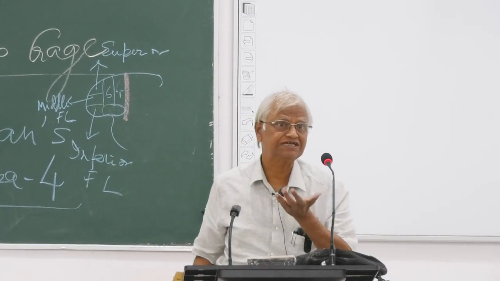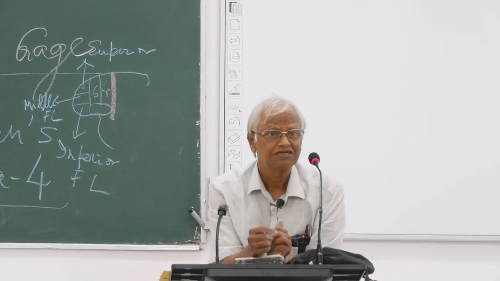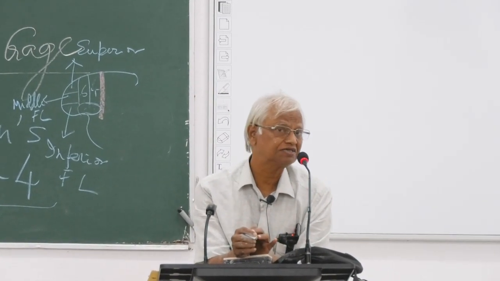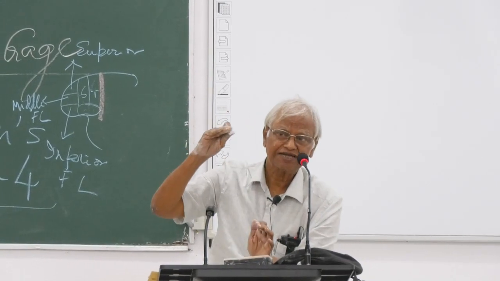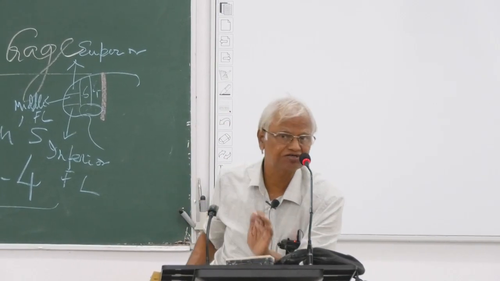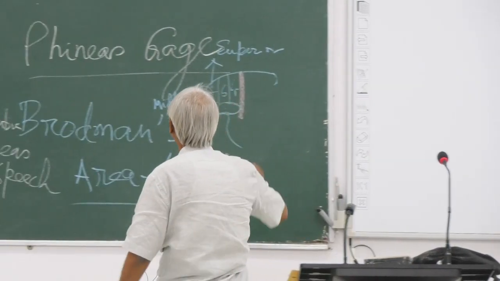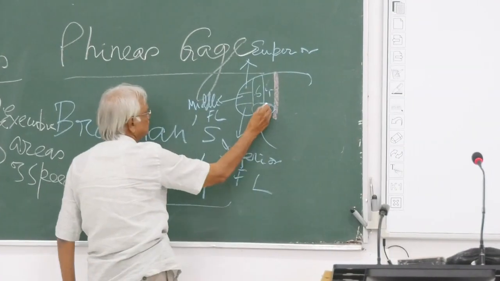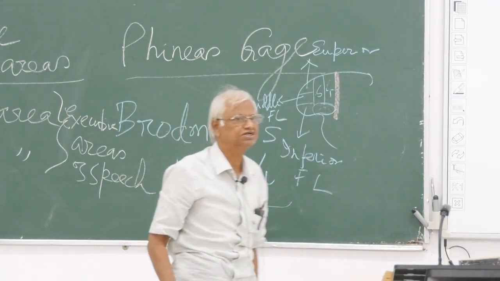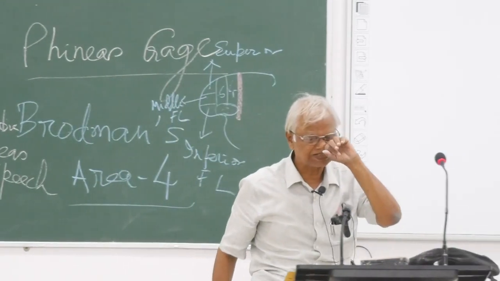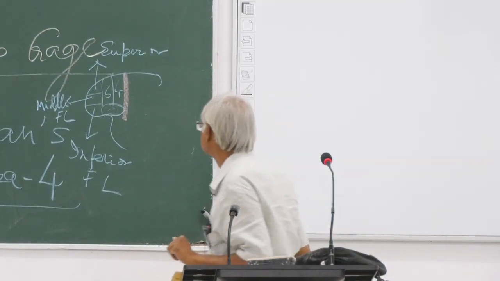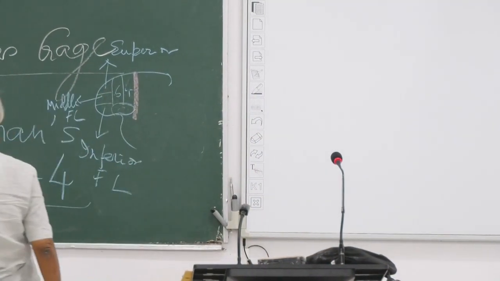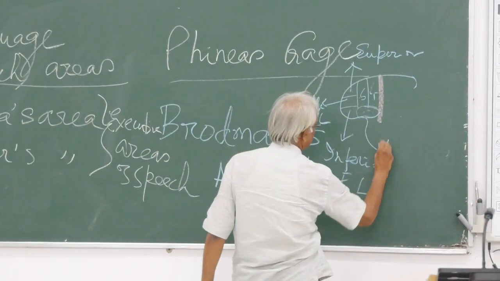So where is Broca's area situated? It is in the lower and posterior part of the frontal lobe. Brodmann's areas 44 and 45. Here I have not written it, that is called Broca's area.